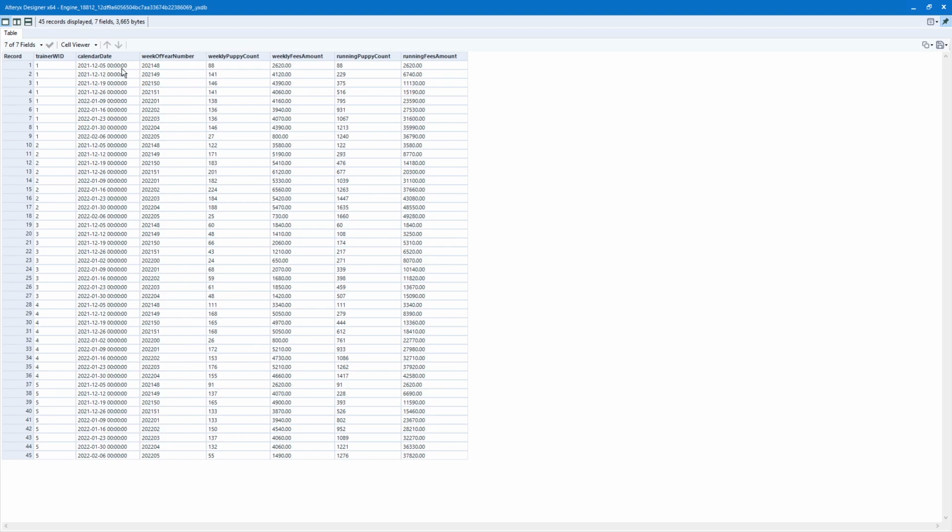So here is my calendar date, here's the week of the year that it is, and then I can give the overall summary of the number of puppies that were trained and the dollar amounts, and then I can run that total forward all the way through to the end of that trainer. So here's trainer 1's total revenues and trainer 2's total revenues, etc. So it makes it very easy to do this reporting with us.